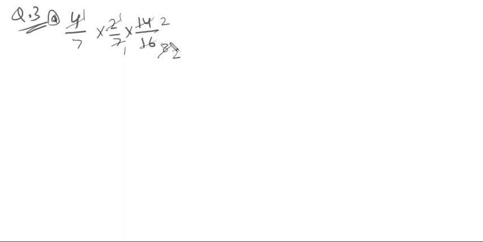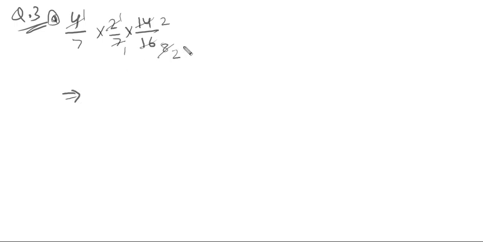You have to just cross multiply here. Part A of question number 3: 4 by 7 into 2 by 7 into 14 upon 16, right? So here 7 ones are 7, 7 twos are 14. Now 2 ones are 2, 2 eights are 16, 4 ones are 4, 4 twos are 8, right? You have to do all this in your next step.